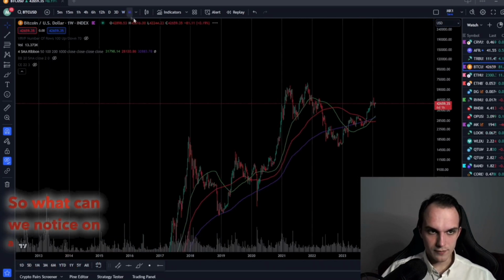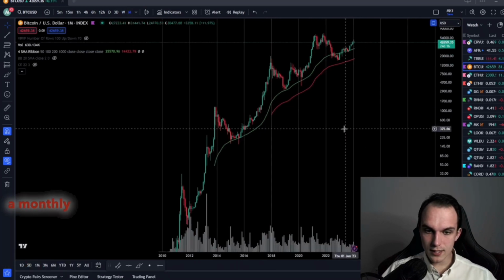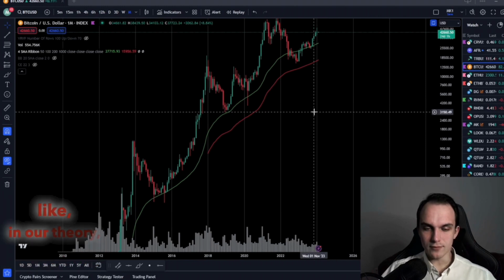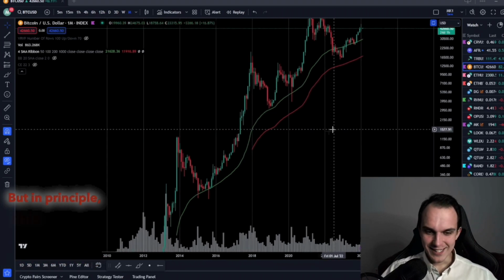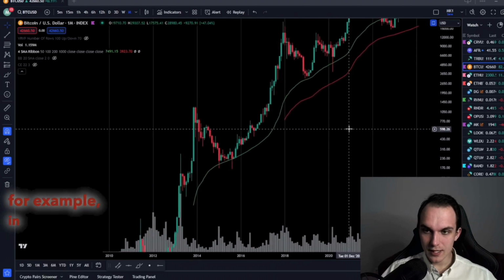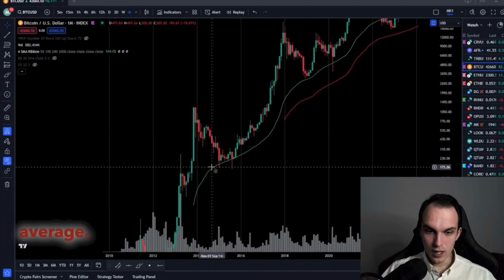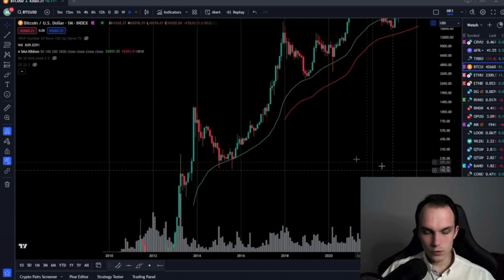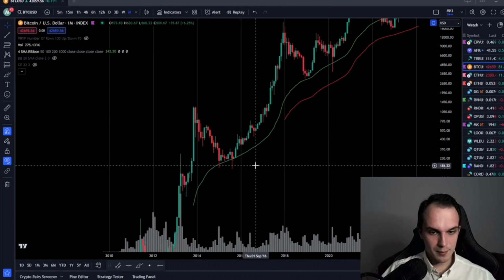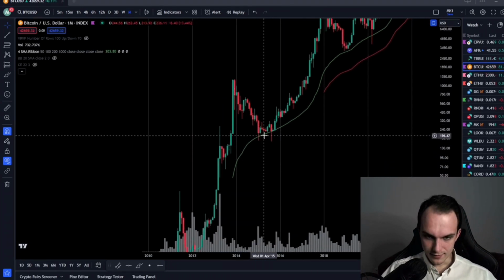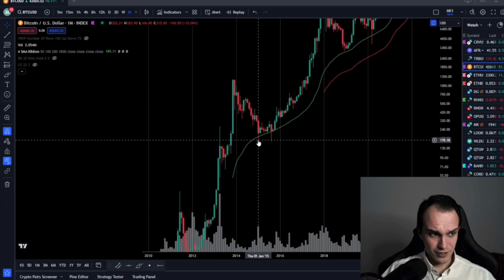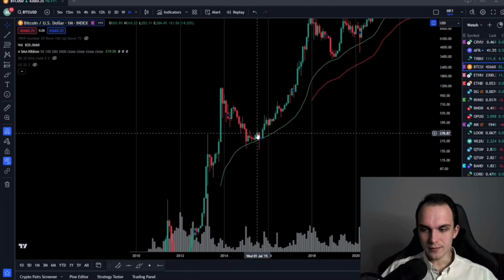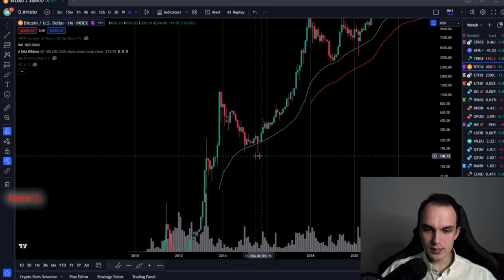So what can we notice on a large time frame? Let's note on a monthly one, they are points from which large players buy, like in our theory, so to speak. But in principle, this theory has its place. Yes, for example, in the 15th year from our 50th moving average. Monthly, that is the weighted price of Bitcoin. As we see, the volume here is significantly high.